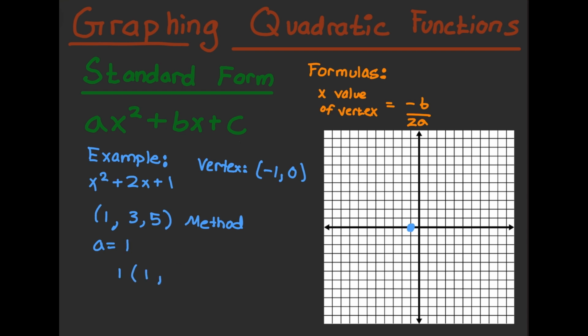Now we will set up the equation 1 in parentheses 1, 3, 5. You're going to distribute the 1 to each of these numbers, and 1 times 1 is 1, 1 times 3 is 3, and so on. You will then put all of the answers over 1, since we are doing rise over run to find our points, which is similar to slope that may have been covered in Algebra 1.